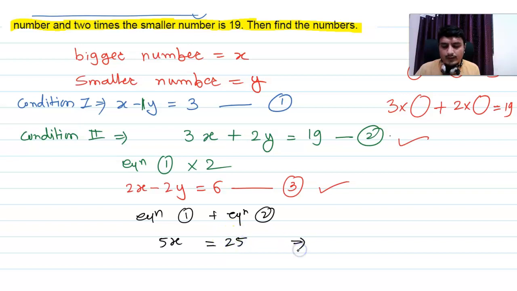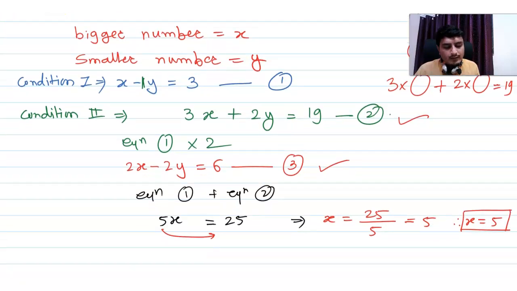Now to evaluate the value of variable x, shift 5 from LHS to RHS. So x is equal to, now 5 is a multiplier, after shifting it becomes a divisor. Divisor to whom? To RHS. In the RHS we have 25, so we are getting the value of x is 25 by 5 is 5. Therefore I am writing the value of x is 5.